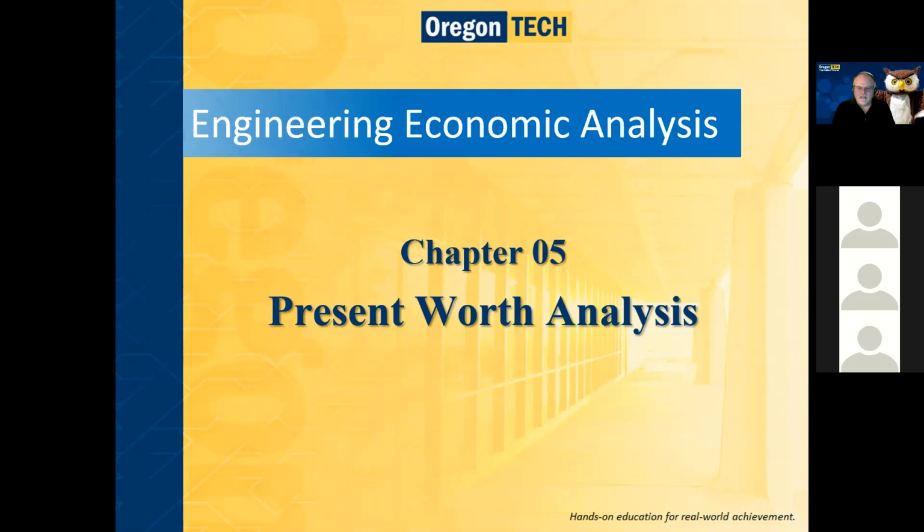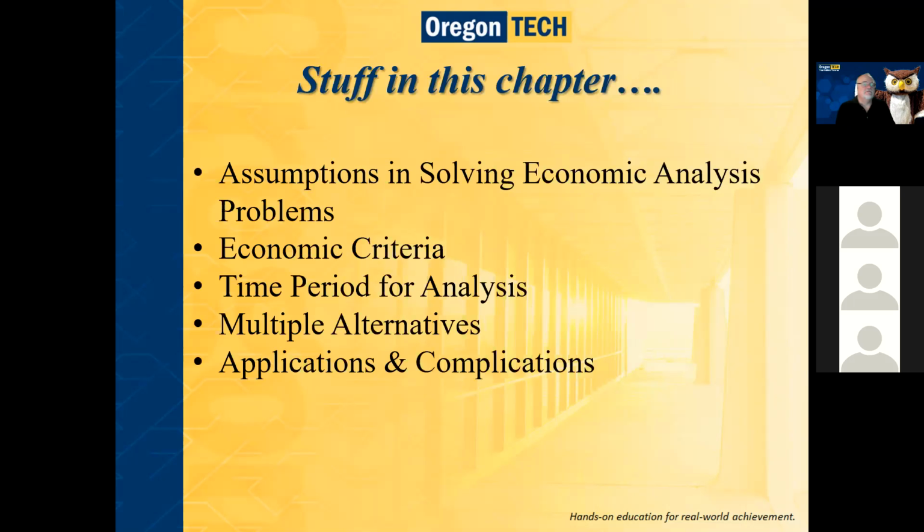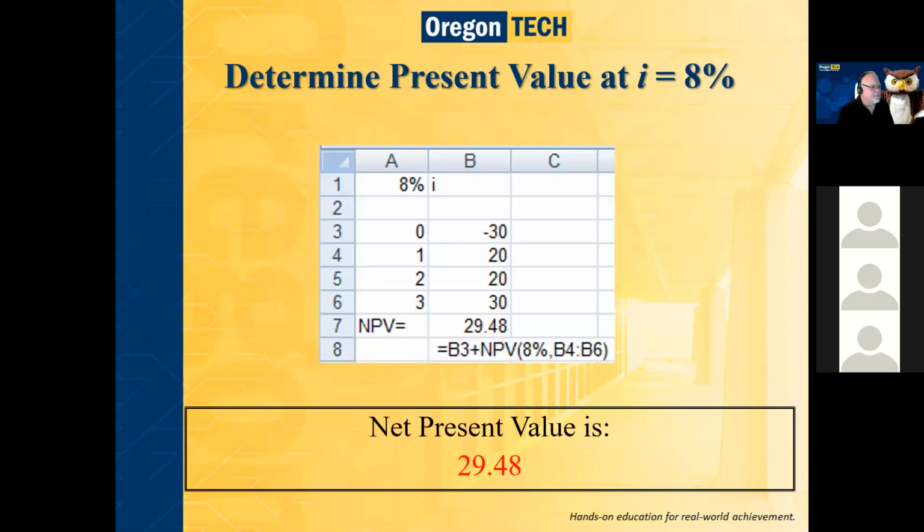You've got the toolkit now from the first 4 chapters. You now have to figure out how to build a house with the toolkit you have. We're going to save that for next year. That's a good way to talk about it. Okay, so stuff in this chapter: economic analysis problems, time period analysis, multiple alternatives, applications, and complications. And that's what it's all about.